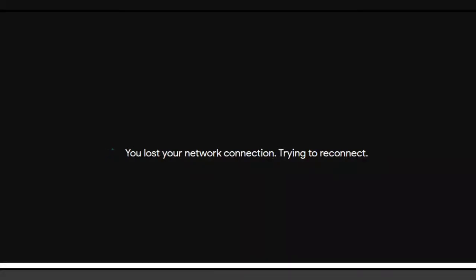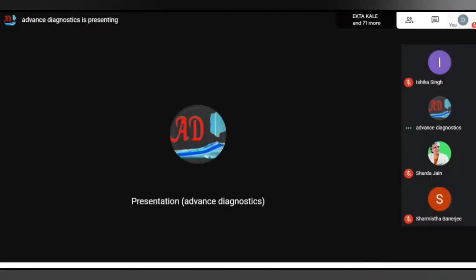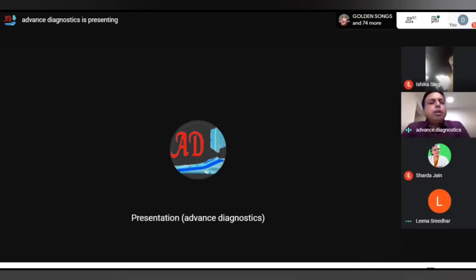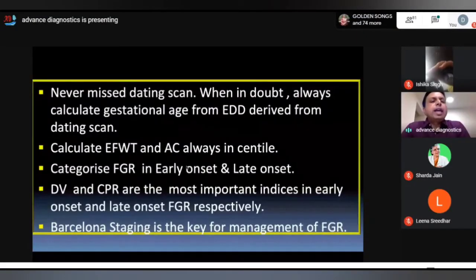In practice, whether the Doppler is normal or any abnormal Doppler, we can easily counsel the patient. The take-home messages are that the dating scan is the most important. So never miss the dating scan. When in doubt, always calculate gestational age from the EDD derived from the dating scan. Always ask your ultrasound operator to give the estimated fetal weight and AC in centile. Categorize FGR into early onset and late onset.